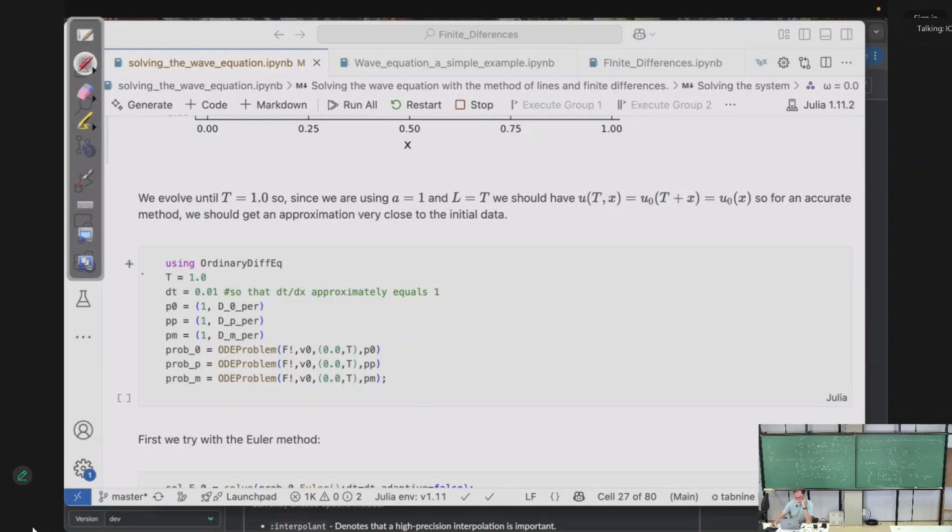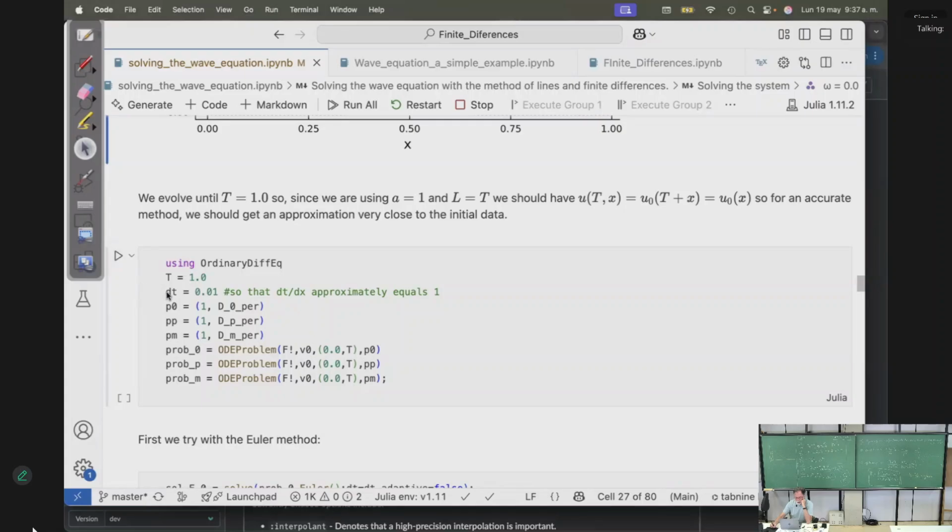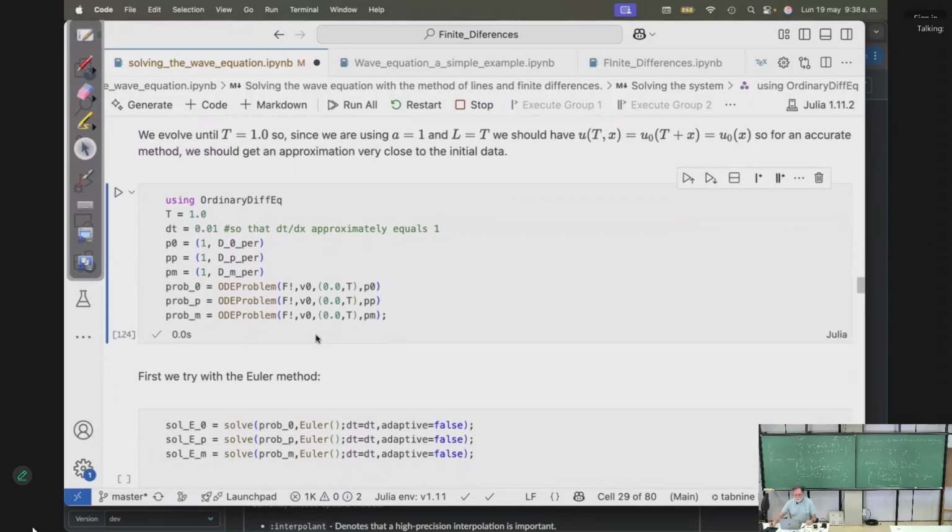So now we are going to evolve this, and for that we are going to use this package, this library, ordinary differential equations, that has all the methods you ever want to use, so we just use it. So we produce three sets of parameters for the center difference, the plus difference, and the minus difference. We take a delta t which is equal to delta x, so that delta t over delta x is 1.